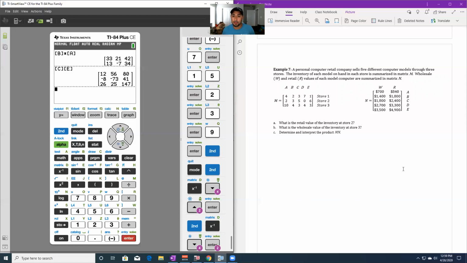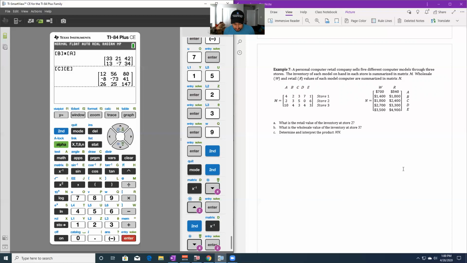7. A personal computer retail company sells 5 different computer models through 3 stores. The inventory of each model on hand in each store is summarized in matrix M. So inventory is in matrix M. Wholesale and retail values of each model computer are summarized in matrix N. So the wholesale and retail values of these models. Okay, so what is the retail value of the inventory at store 2?